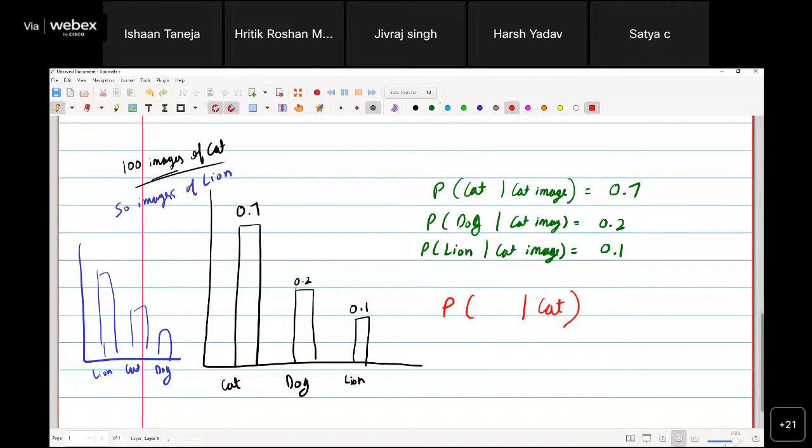Now we know the final result. The model has predicted the cat. Now we are talking about the previous step. The previous step would be that I have shown the image to the model. So what is the probability that the image shown was of cat, given that the final prediction is cat? That's where we use Bayes theorem.